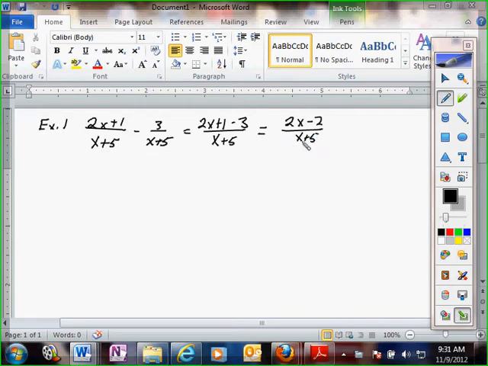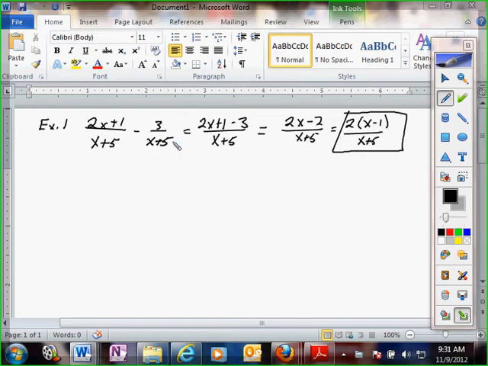Then we want to go back to right here. All we're doing is simplifying a rational expression like on note card 38. So I want to factor if I can and see if something cancels. And so on the top I can factor out a 2. That leaves me with x minus 1 over x plus 5. Nothing else factors, nothing cancels, so this would be my answer right here. And this one was pretty easy because we already had a common denominator.